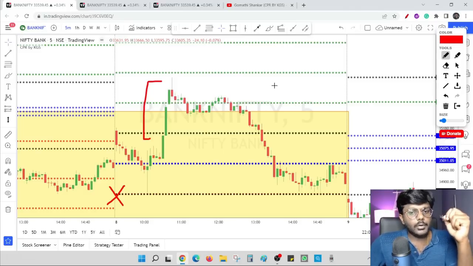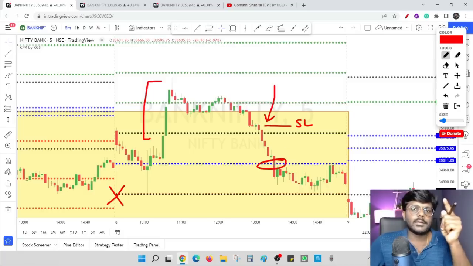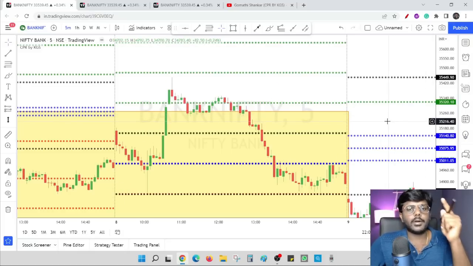Now when R1 and previous day high are broken, I will take a short. My stop loss is above R1 and previous day high. My target is daily CPR. My target is done. So this is how you have to look at the market, and you have to focus only on high probable trade opportunities.